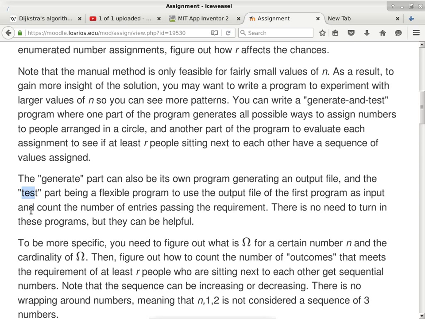The program is just for our personal enrichment, right? That's not part of the assignment? It is not a part of the assignment, but I think you might find it useful, just to be able to visualize and see, oh, when R is 2, we have this number of cases meeting that requirement. When R is 3, there are this number, and so on. Are there any questions about the generate and test approach?